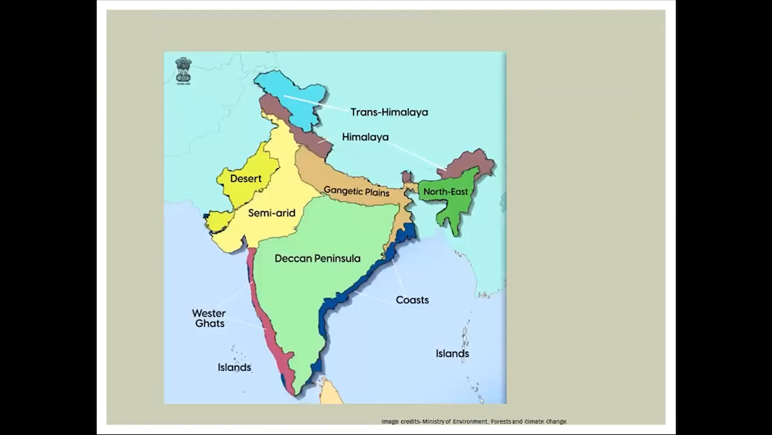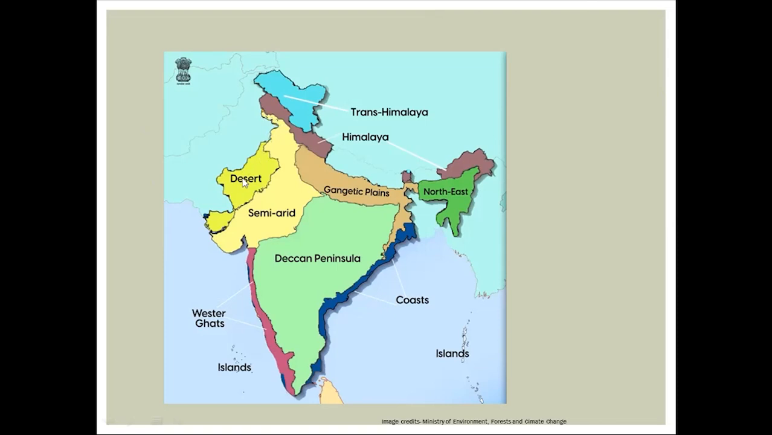Yes, this is an illustration map showing different biogeographic zones of India. Now, India has 10 biogeographic zones. This is the Trans-Himalayan zone. Then there is the Himalayan zone.